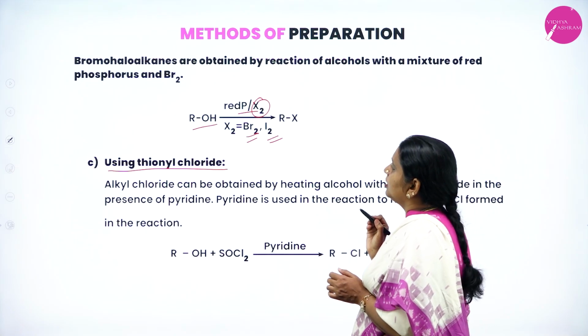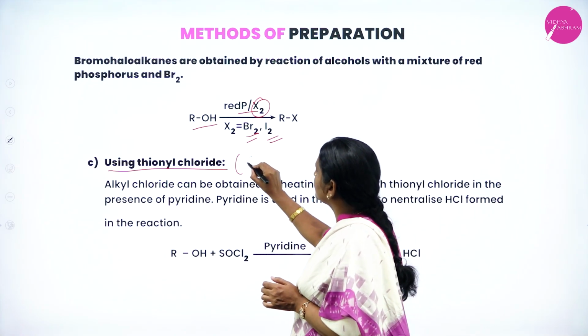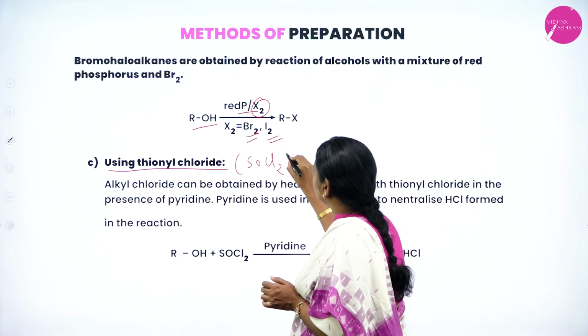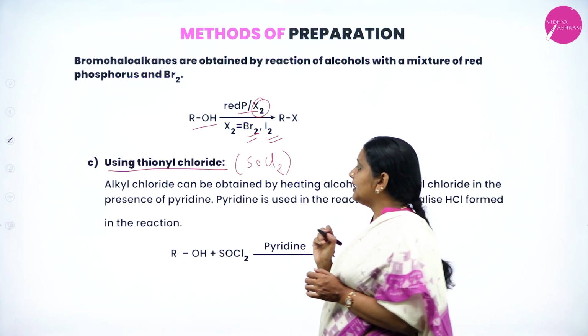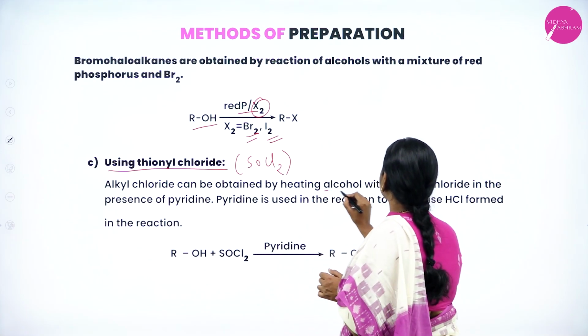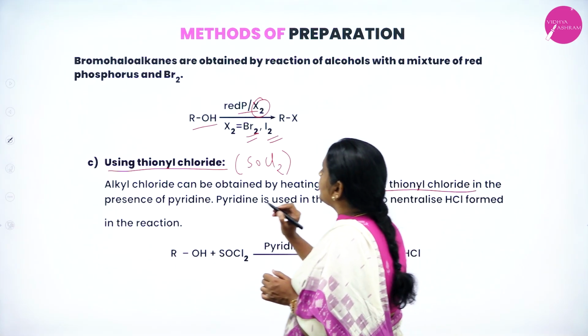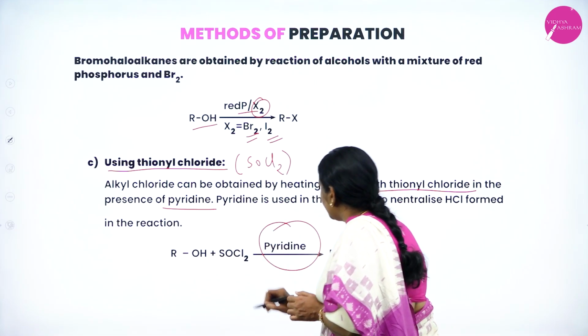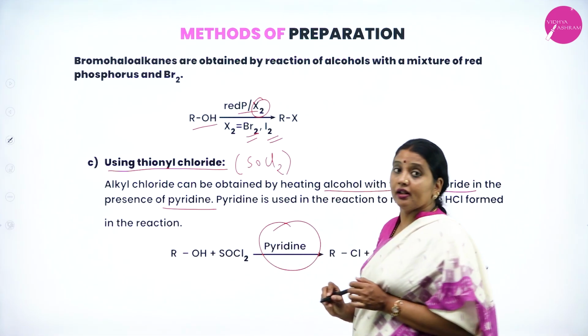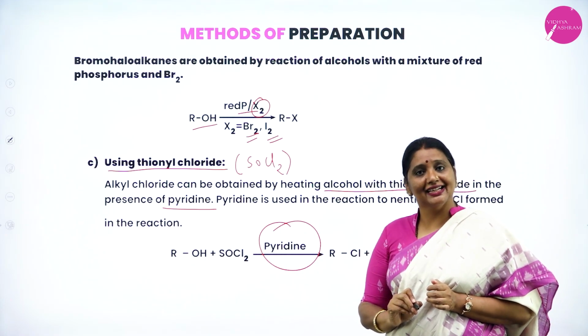Using thionyl chloride. The formula of thionyl chloride is SOCl2. Alkyl chloride can be obtained by heating alcohol with thionyl chloride in the presence of pyridine. What's the role of pyridine here? Pyridine is not used as catalyst here.